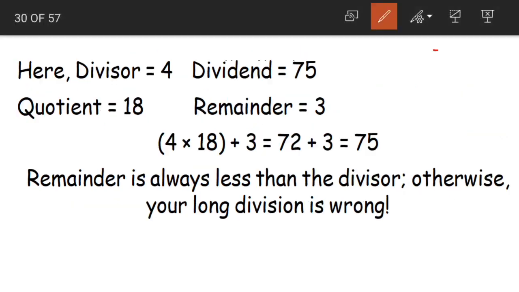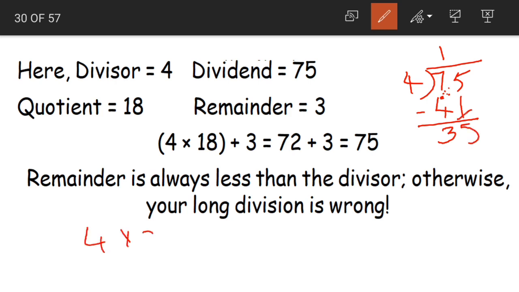Okay, shall I do here? 75 divided by 4. Again going with only one digit because it is greater than our divisor. 4 ones are 4. When we subtract, 3 will be our remainder. Bringing 5 down. Do we have 35 in 4th table, children? No, right? We have 4 8s are 32 and 4 9s are 36.